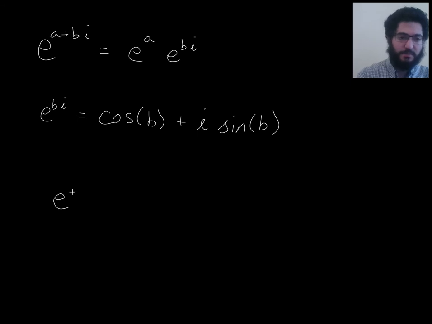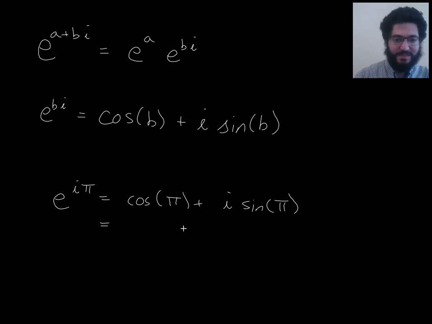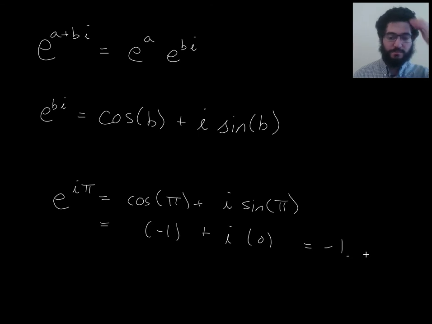So for example, you may have heard the famous e to the i times pi equals -1. That's a special case of what you're seeing here. e to the i times pi is the cosine of pi plus i times the sine of pi. The cosine of pi is -1, and the sine of pi is 0, so you get -1.